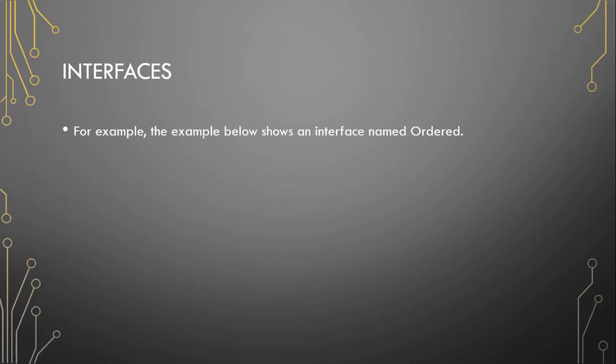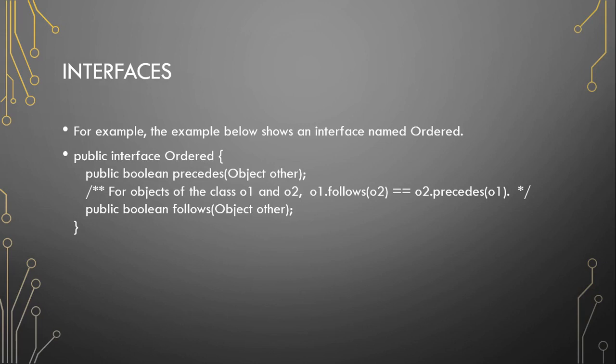So, for example, the example below shows an interface named Ordered. Public interface Ordered: public boolean precedes(Object other); for objects of the class O1 and O2, O1.follows(O2) equals O2.precedes(O1); public boolean follows(Object other). All right, that's it. That's the interface.